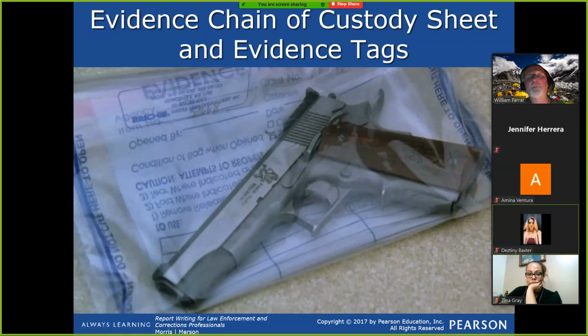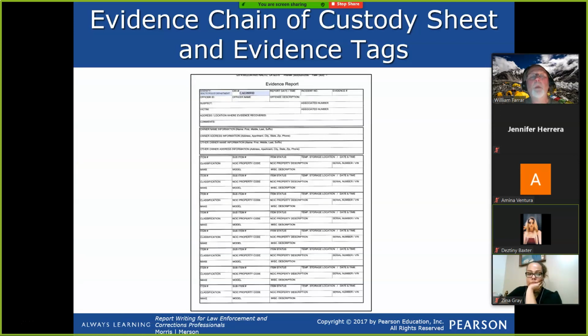A lot of times, we don't like to put firearms in bags. If that's all you have, then okay, fine. But sometimes it can get moist in those bags, and because of that, you really want to use paper or the box. But that's for a different class.